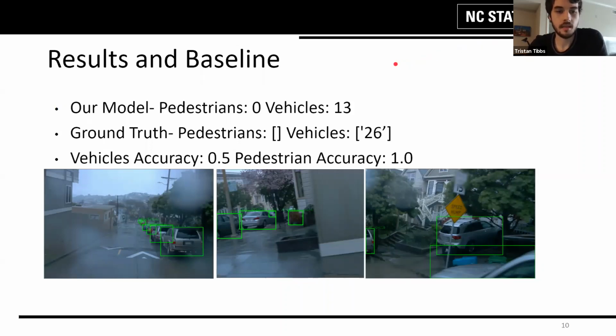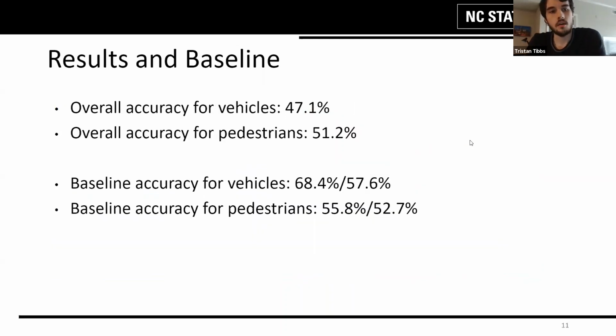This is because the images are robustly labeled. And if you look here on the first image, there's a car hidden right here beyond the orange building, as well as several cars all the way in the distance. These are not detected by our model. Our overall accuracy for vehicles is 47.1%, and our overall accuracy for pedestrians is 51.2%.